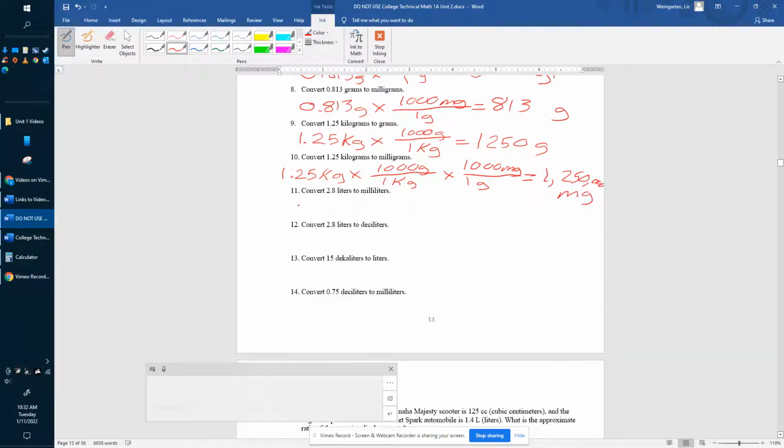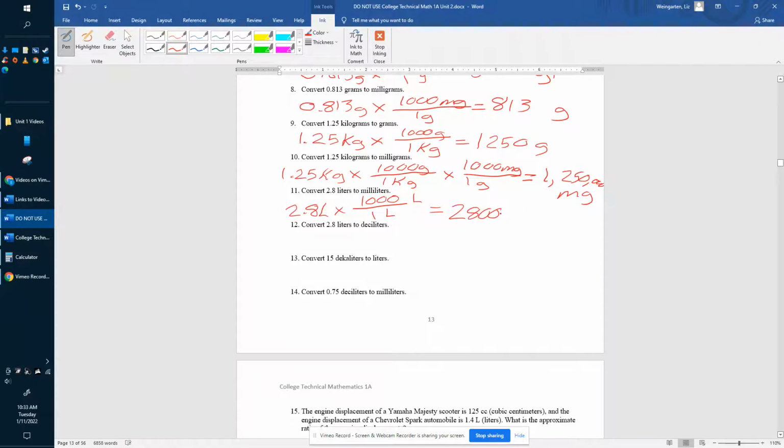Let's convert 2.8 liters to milliliters. How many milliliters are in a liter? There are 1,000. So 1,000 times 2.8 would be 2,800 milliliters.